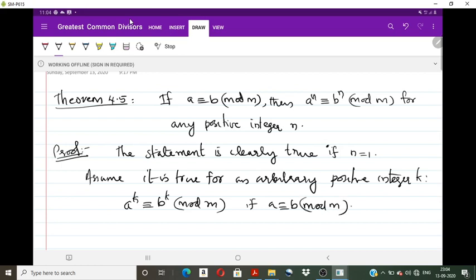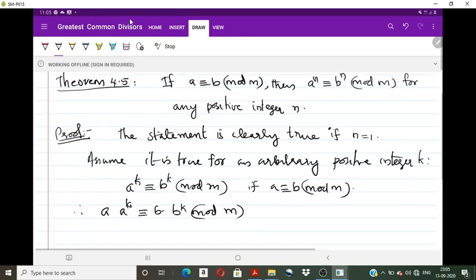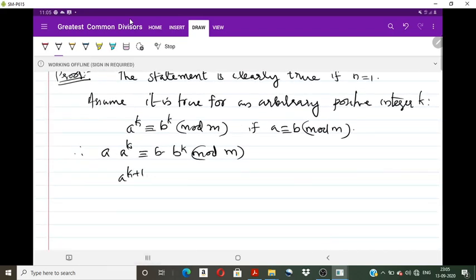Then by theorem 4.1, in which we have proved that if a is congruent to b modulo m and c is congruent to d modulo m, then their product ac is congruent to bd modulo m. Therefore, a into a raised to k is congruent to b into b raised to k modulo m. That is, we have a raised to k plus 1 congruent to b raised to k plus 1 modulo m.